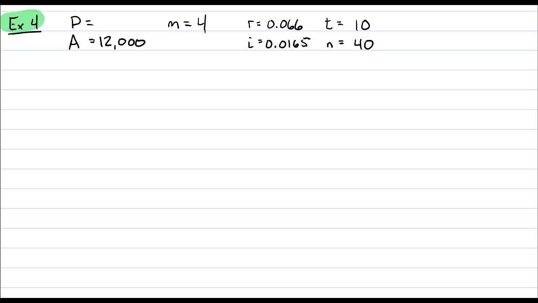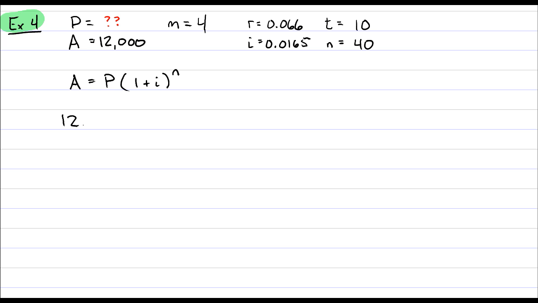Now, I do not know the principal, the amount invested. But in fact, if you read the problem, it's actually asking us exactly that. How much should the company invest in order to be able to meet this future obligation? Okay, so now I can plug into the compound interest formula. Again, just as a reminder, that formula is A equals P times (1 plus I) to the N.